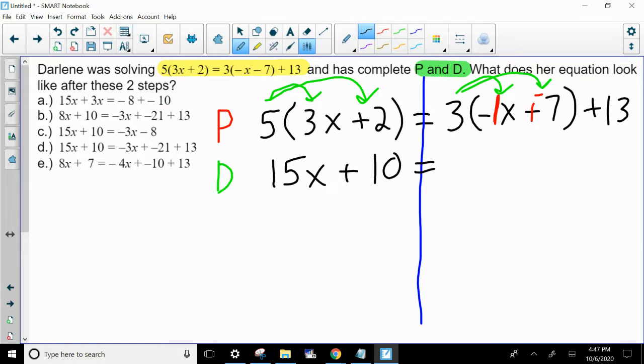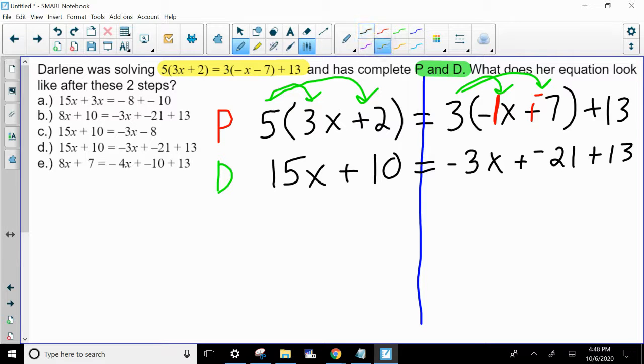All right, and then I'm going to multiply this 3 inside. 3 times negative 1x is going to give us negative 3x. And then 3 times a plus minus 7 is going to give us a plus minus negative, or negative 21. We call plus minus. And then we didn't do anything to that 13, so we are going to bring it down. All right, and because we are only looking for the P and D, we can stop right there.